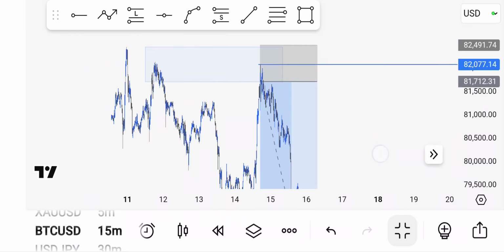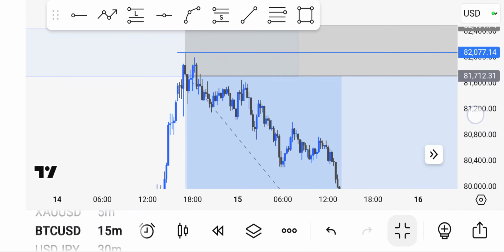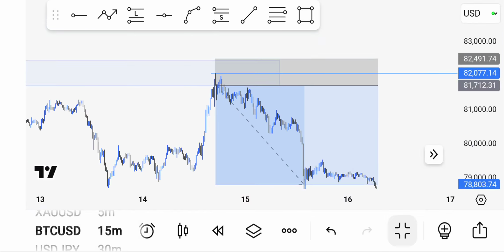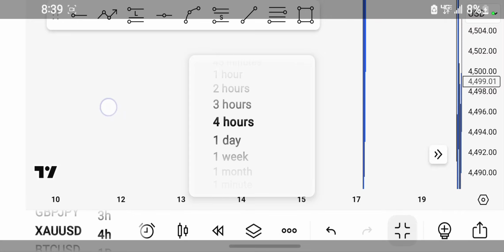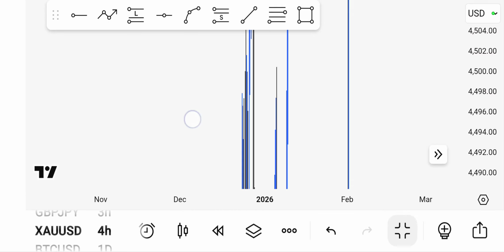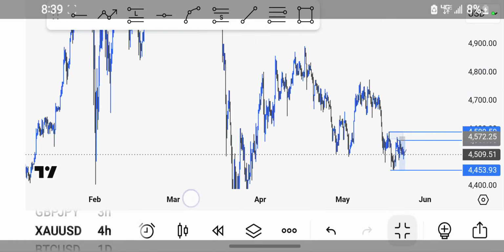I have more examples. Now, aggressive would have been much better. So let's move to XAUSD. Go back and use the same approach I gave to you. Any time frame that you are comfortable with is fine.